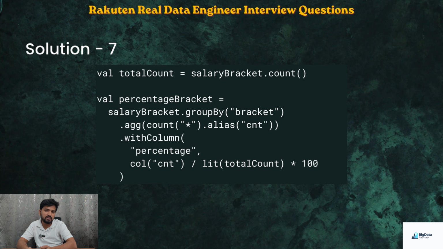Finally, I used percentage to get the percentage. For example, if there are 100 employees, and 25 of them belong to bracket A, we get the percentage as 25%. The important thing here is that the interviewer is now checking whether I can build one transformation on top of another, rather than just answering isolated Spark syntax questions.